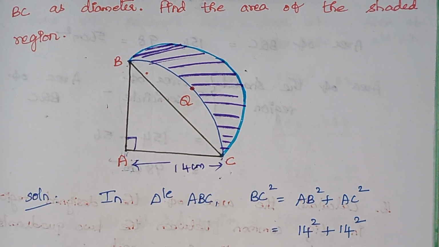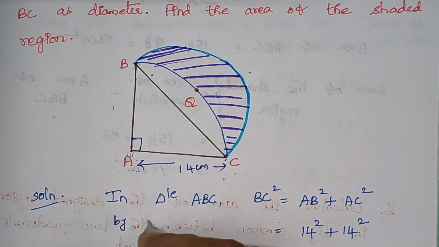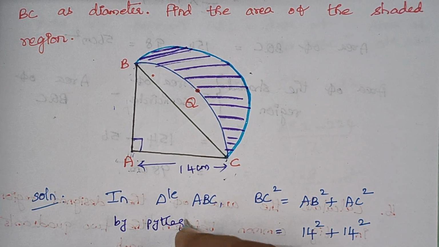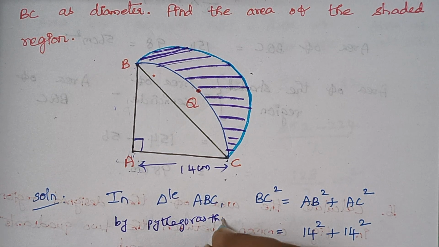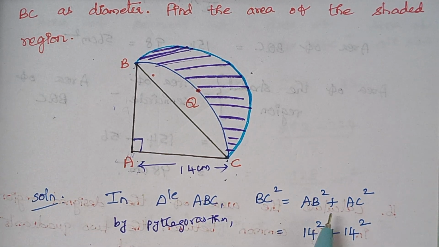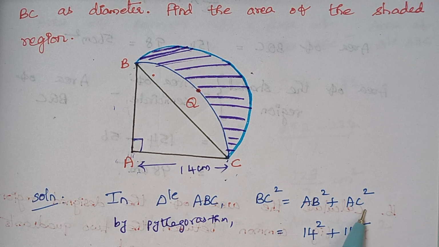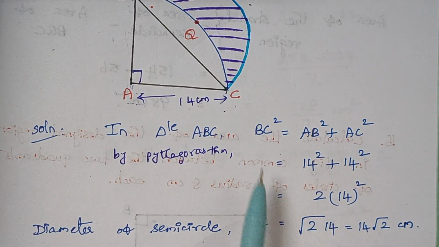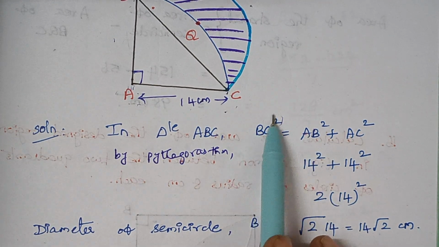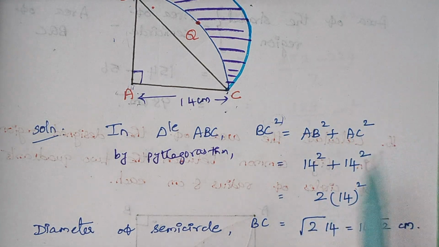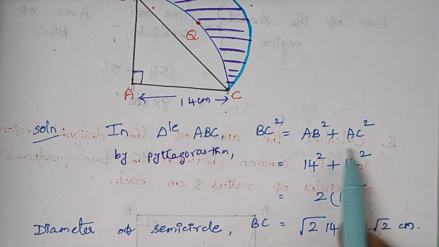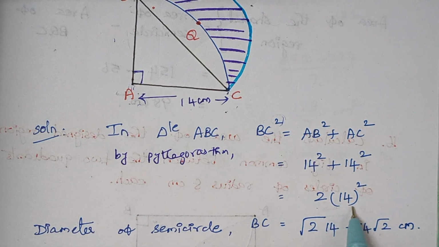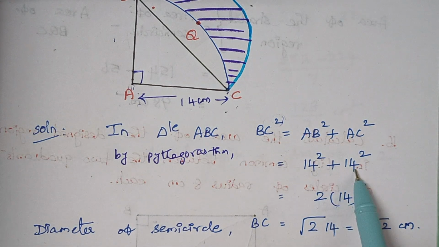So in triangle ABC, by Pythagoras theorem, BC square is equal to AB square plus AC square. So here AB and AC both the values are 14. So just substitute. Since we need to take the square, because here it is BC square, I want only BC. So this 14 square plus 14 square can be written as 2 times 14 square. Can you get? Because they are the same numbers, right?